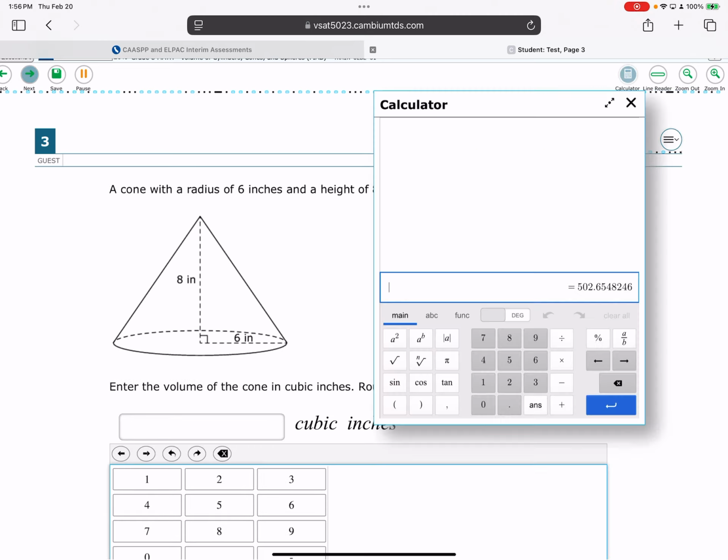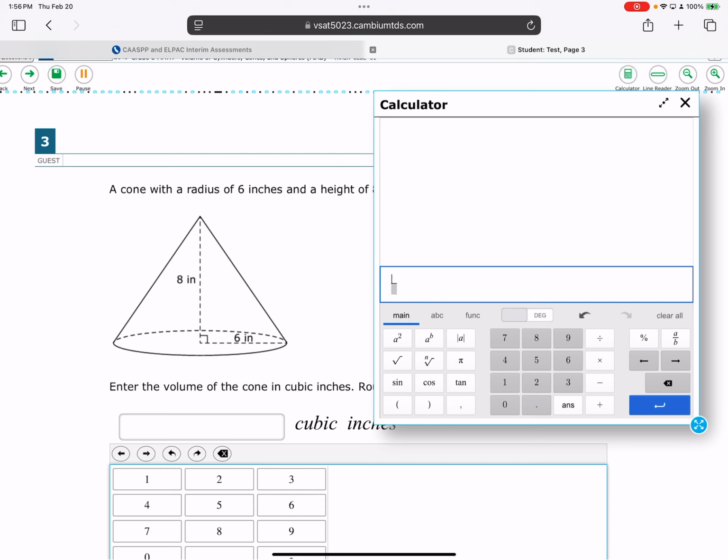The next one, on the calculator, I know I'm gonna need a top and a bottom because for cones, we divide by 3. So I'm gonna click the bottom and divide by 3. On the top, I need pi r squared times the height. So there's pi times the radius, 6, squared, times 8, and divide by 3. There's my answer, 301.59.